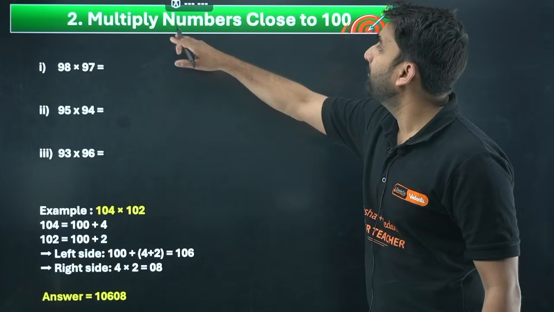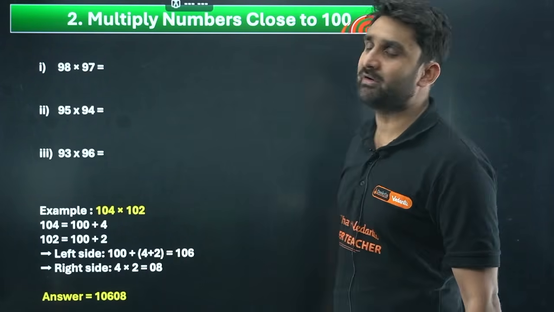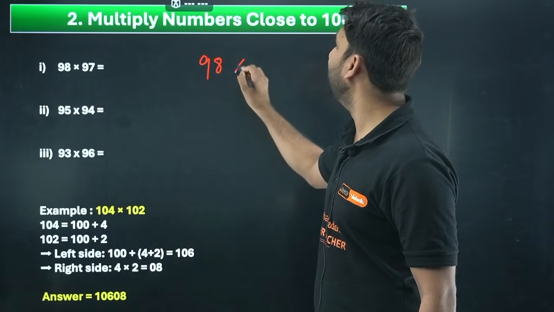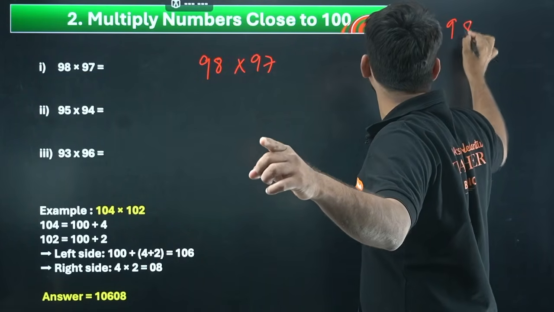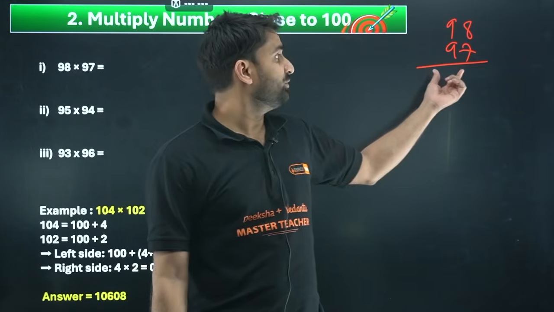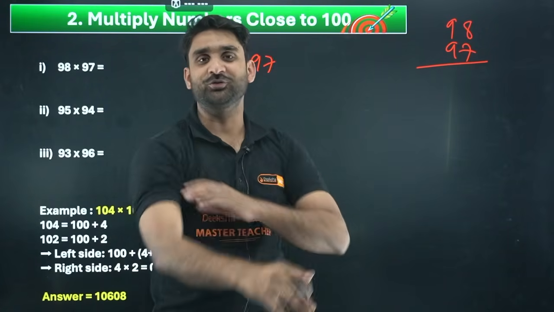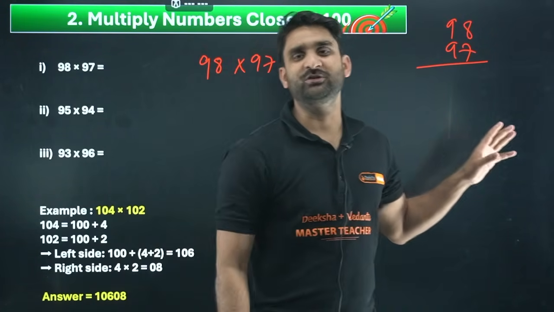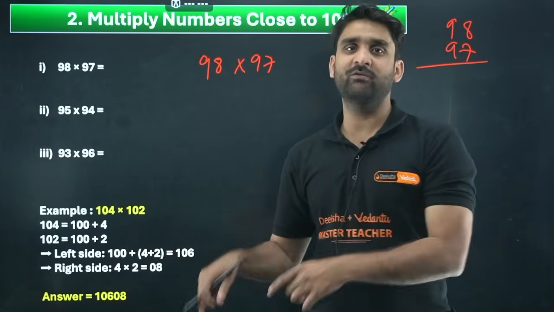Now second, multiplying numbers close to 100. If we are multiplying 98 into 97, let me give you the short trick. What you usually do is follow the long multiplication method, the method you have been using for the last 5 to 6 years from your junior classes till now. Don't follow this method. Now you have matured. You all know the short tricks and all. If you don't know, I am giving you the short trick.